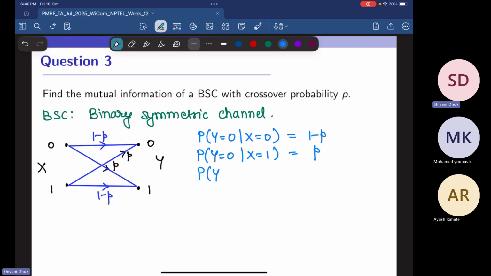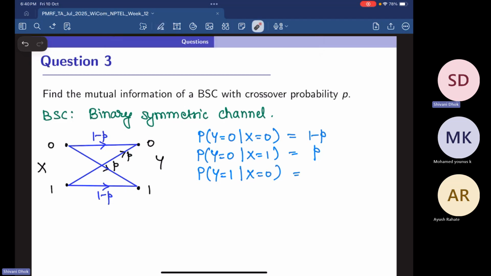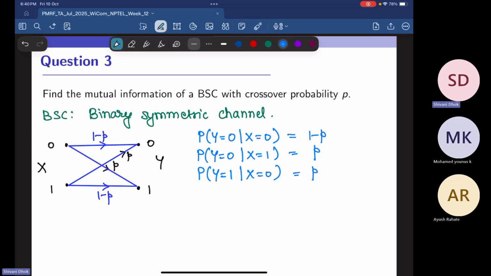Then the probability that you observe Y equal to 1 given you have transmitted 0. Again there is a flip, which means you are transitioning from this 0 to this 1, so this has a probability of P. And similarly, the probability that you observe Y equal to 1 given you have transmitted X equal to 1 means there is no error, no flipping, no crossover. So the probability is 1 minus P. This is a standard way of representing the binary symmetric channel.